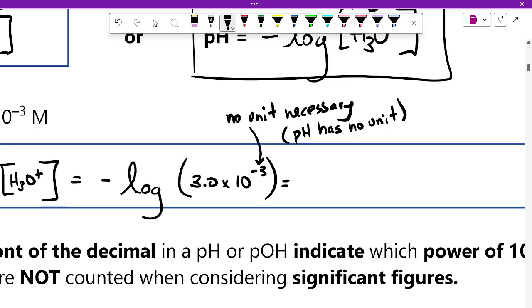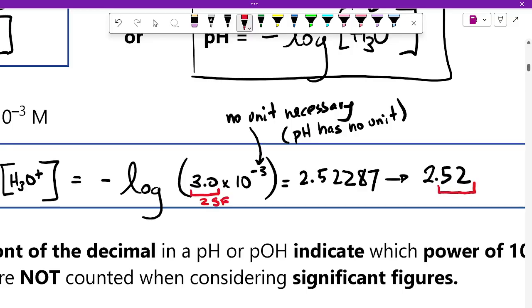And could you please plug that into your calculator and tell me what you get? You get 2.52287, and then some other stuff. What should that round to? 2.52. Because we have 2 sig figs here, and we have 2 sig figs here, only after the decimal because we've taken a log.